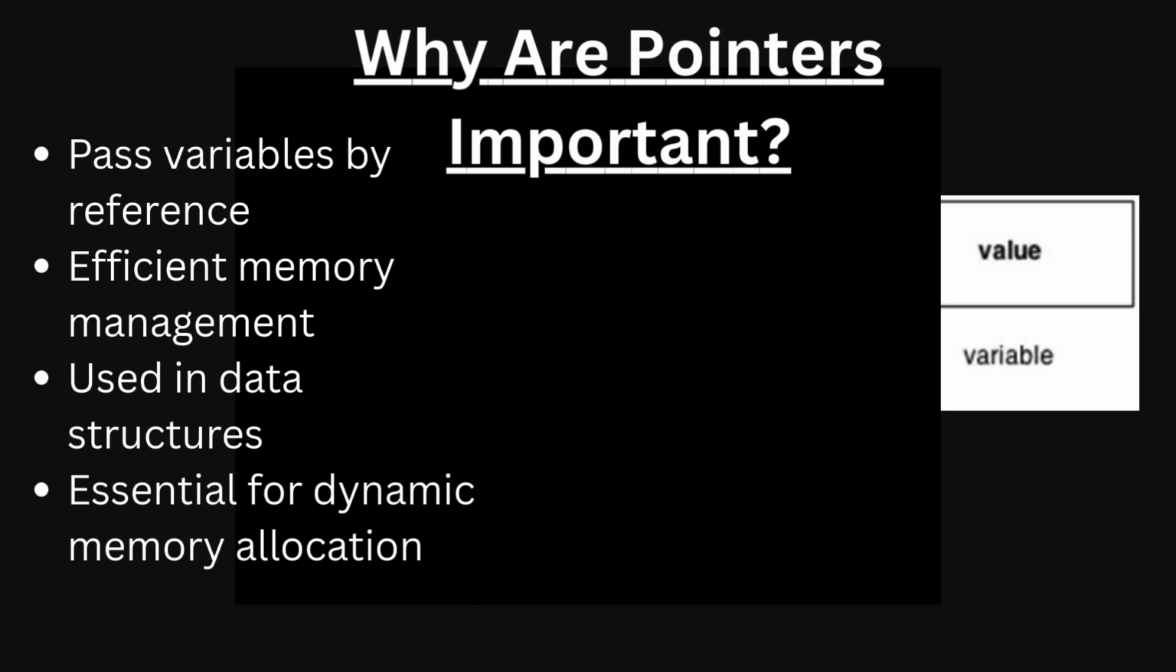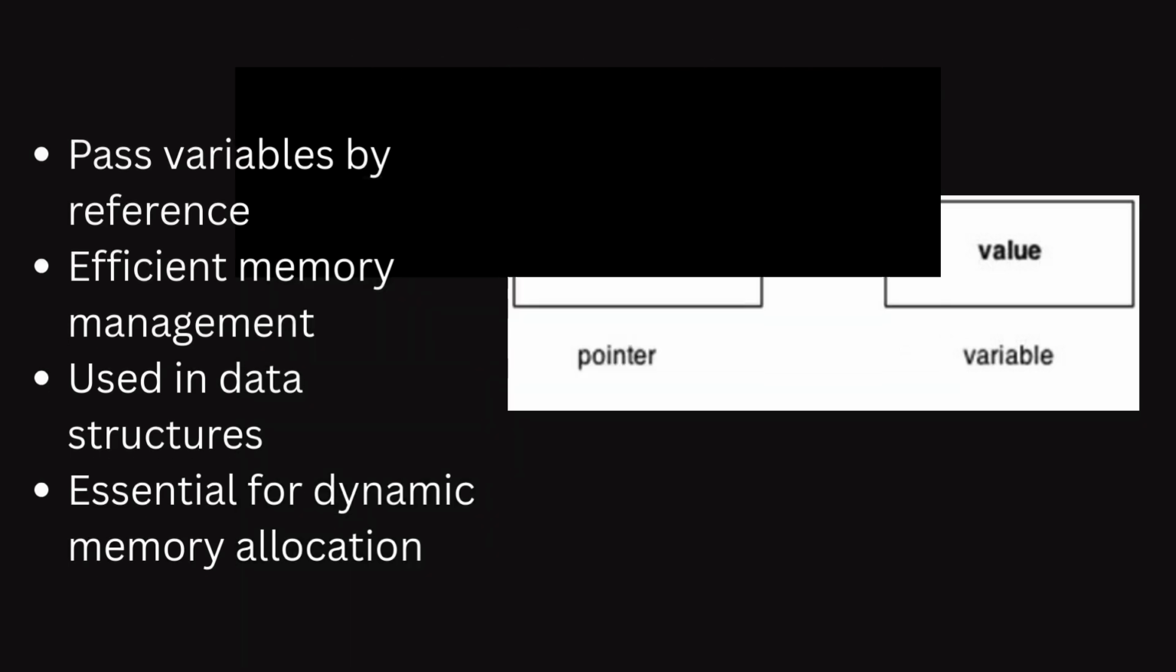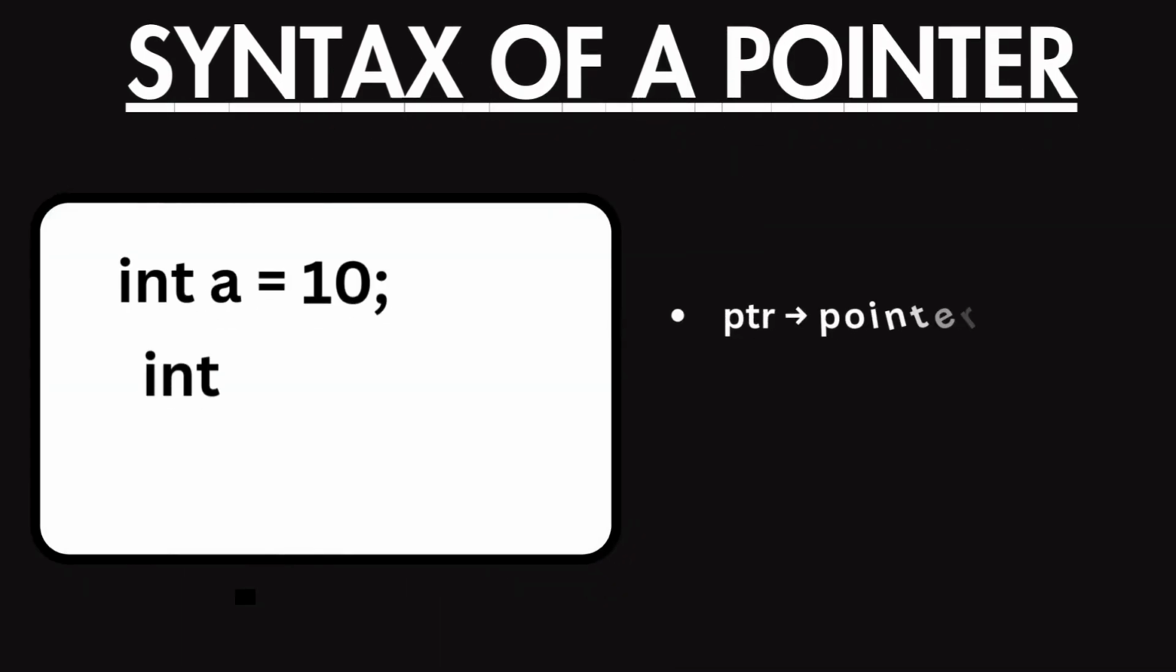Next is dynamic memory allocation. Pointers are essential for dynamic memory allocation using the malloc, calloc and free functions. This gives you complete control over memory usage at runtime. So in short, pointers are everywhere in C. They help with speed, flexibility, memory control, and they are absolutely key when building real-world applications. So let's move on to the next slide.